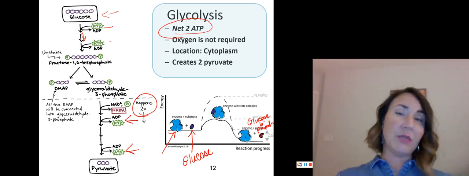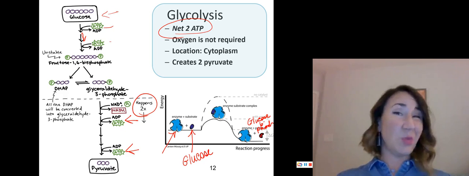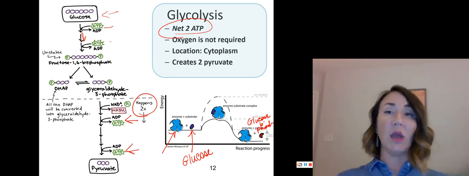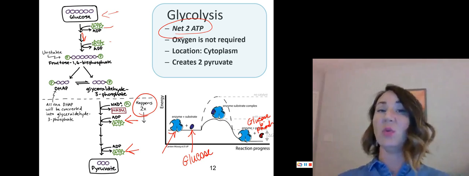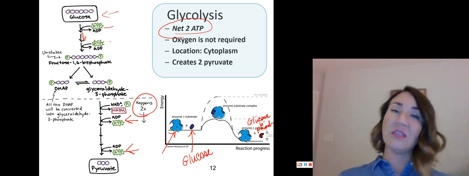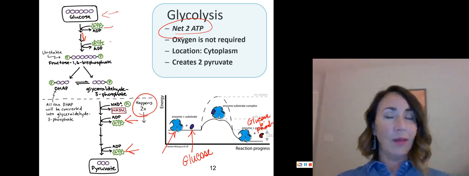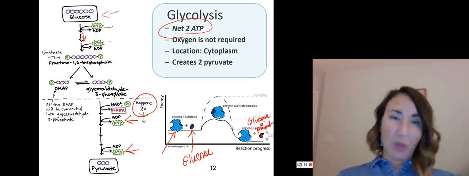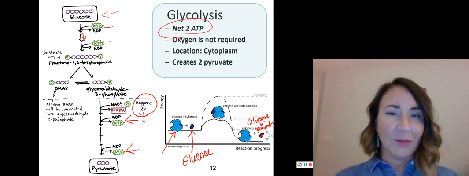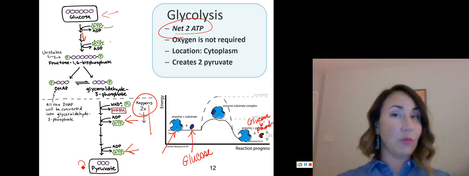Glycolysis does not take place anywhere special. It's just in the cytoplasm. And so only in the cytoplasm, there's no extra oxygen present. As a consequence, glycolysis is not oxygen dependent. And then at the outcome of glycolysis, because it goes through twice, you're going to get 2 pyruvate.